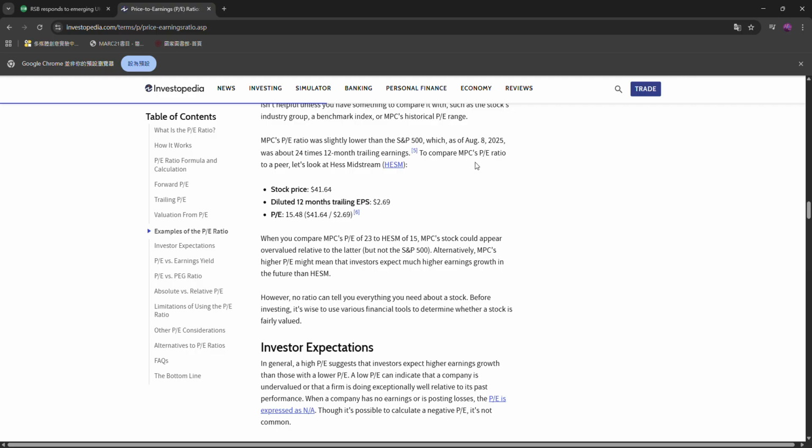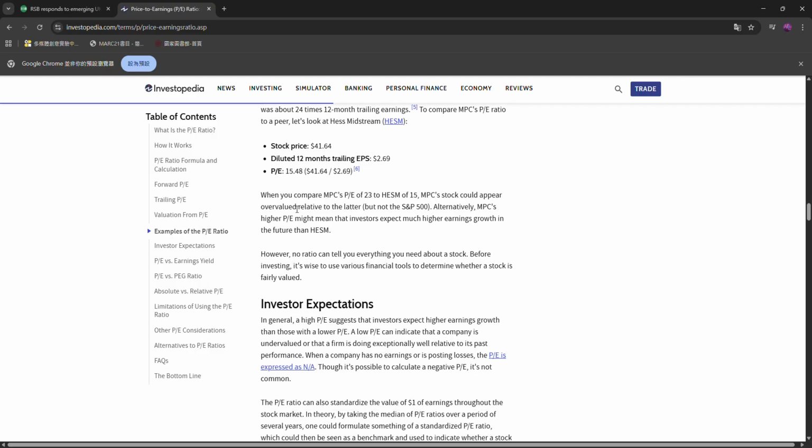To compare MPC's PE ratio to a peer, let's look at Hess Midstream. Stock price $41.64, diluted 12 months trailing EPS 2.69, PE 15.48, which is $41.64 divided by 2.69. When you compare MPC's PE of 23 to HESM's 15, MPC's stock could appear overvalued relative to the latter, but not the S&P 500.